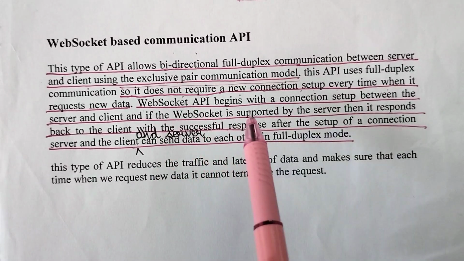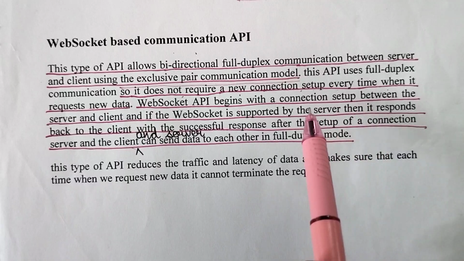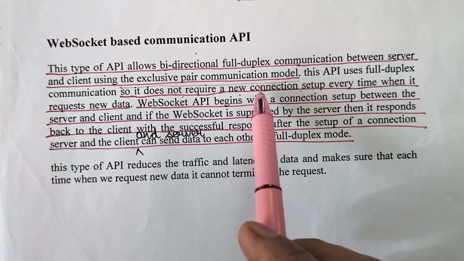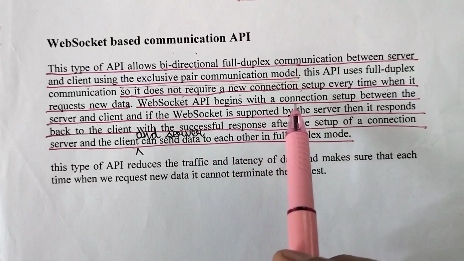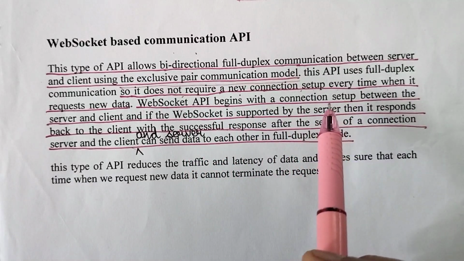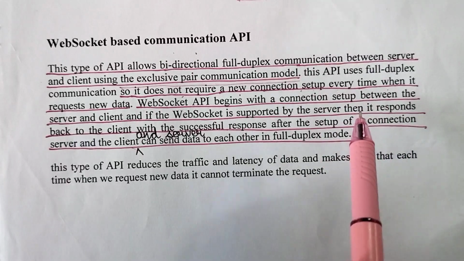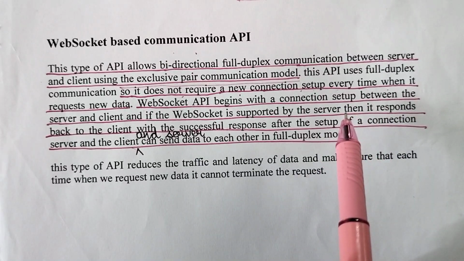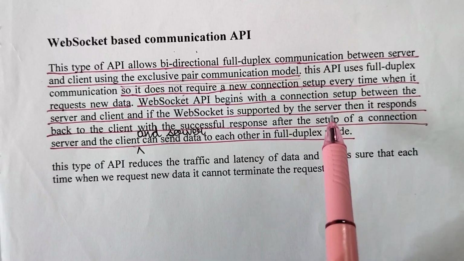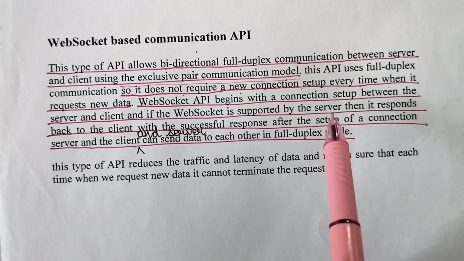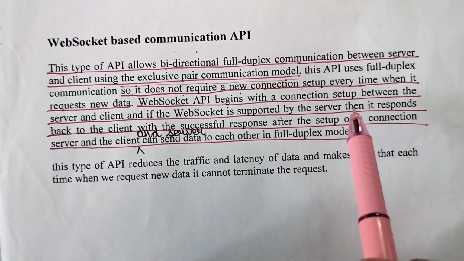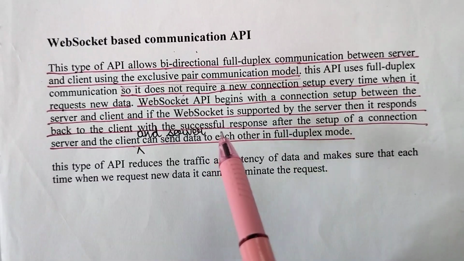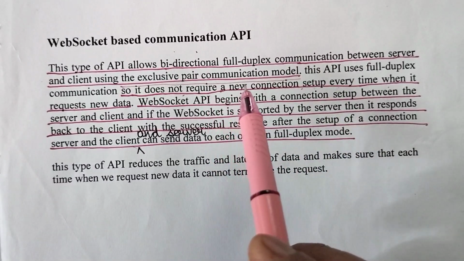The WebSocket API begins with the connection setup. Obviously, if it is using an exclusive pair communication model or a dedicated connection, in that case it has to begin with the connection setup, wherein the client sends a request to the server for connection setup, then the server responds, then the client starts sending requests. When the client is done, it sends a request for connection release. When the server approves, then the connection is released. So, these are all the phases of connection establishment and connection termination in an exclusive pair communication model.